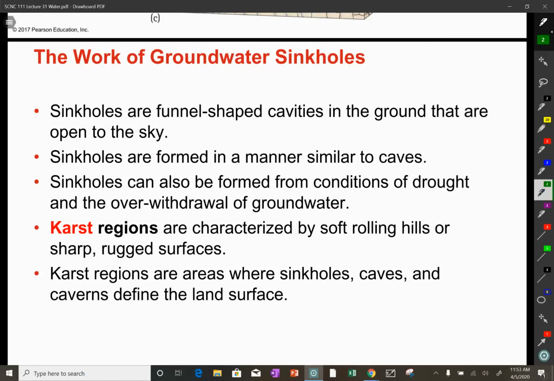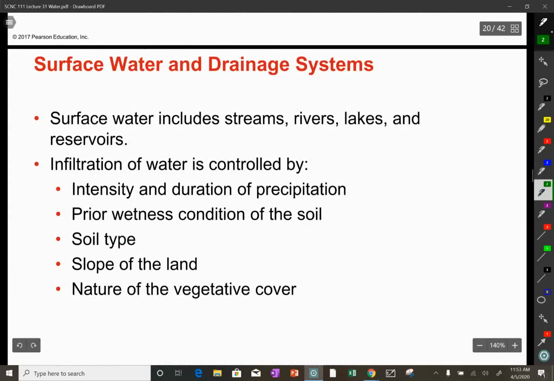Sinkholes, well, I already talked about them because I had the picture. They're funnel-shaped cavities in the ground that are open to the sky. Open to the sky because, well, it fell down. One of the famous ones occurred in Kentucky, maybe 10 years ago, in a Corvette museum. All of a sudden, boom, they had a couple of cars that fell down because of a sinkhole. Don't worry about the car screeches. I'm not going to talk about this.